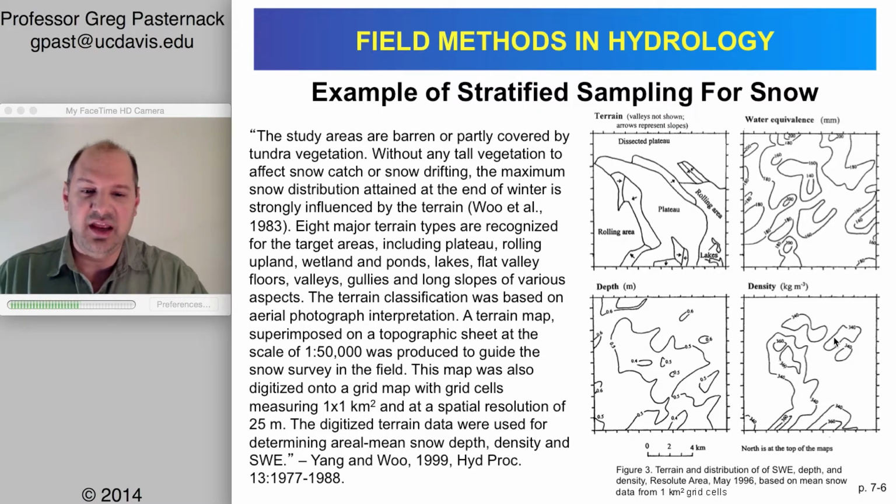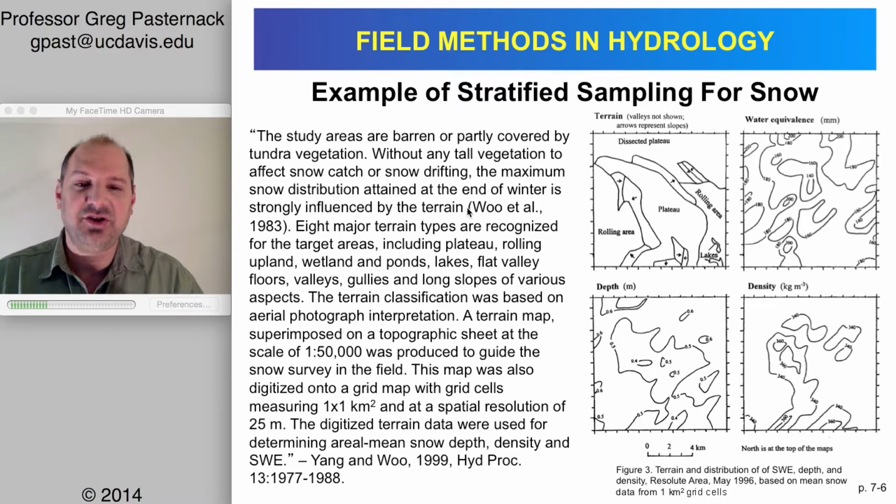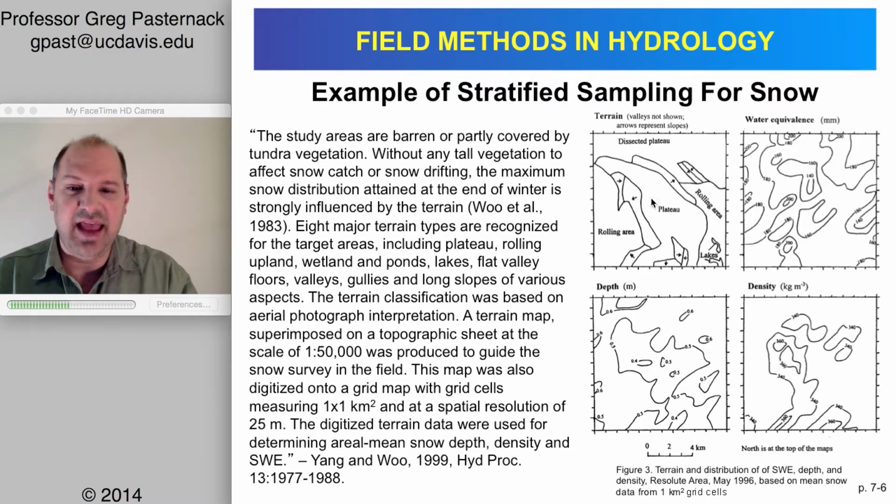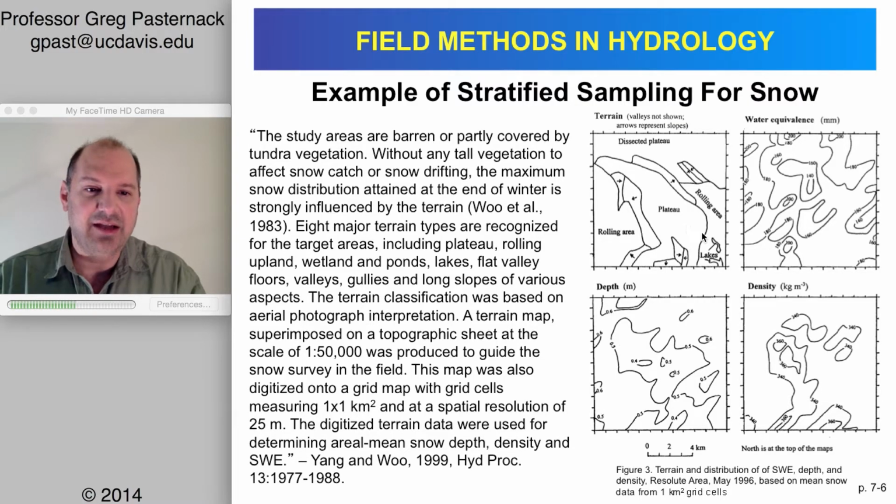So here's a study published in the journal Hydrologic Processes, and it shows a study area that's barren or partially covered with tundra vegetation. And so as a result, the distribution of snow based on catch and drift is governed strongly by the terrain. So 8 major terrain types were recognized, and it lists those. And it shows a map here in the upper left based on the aerial imagery that they have. They interpreted that to come up with this classification.